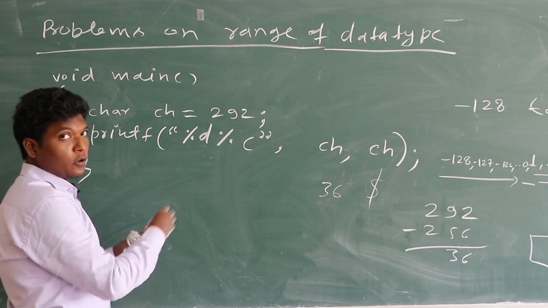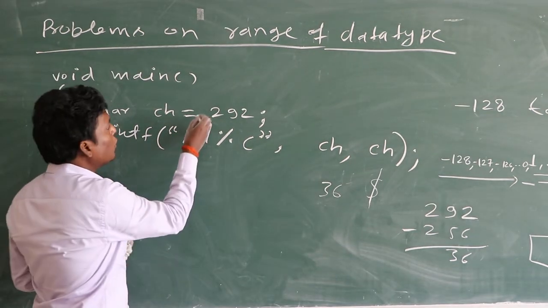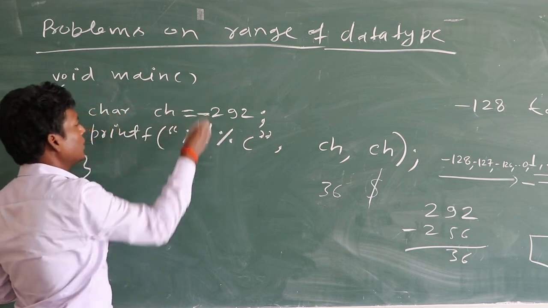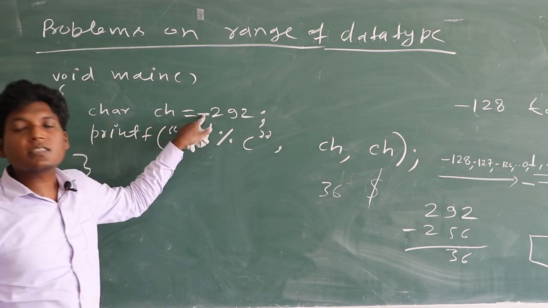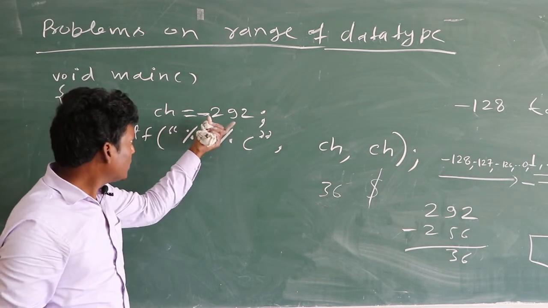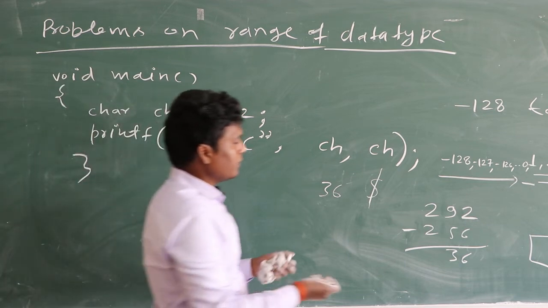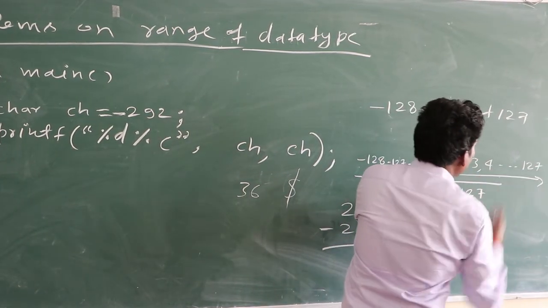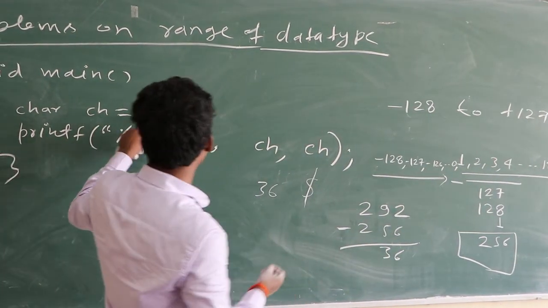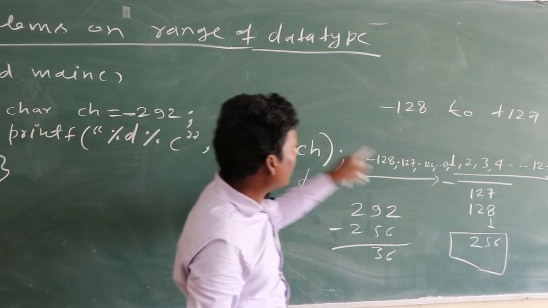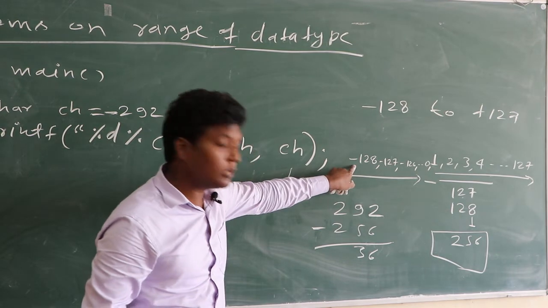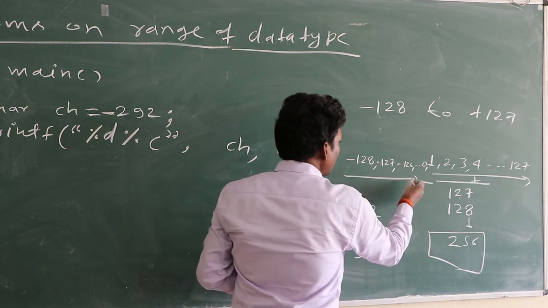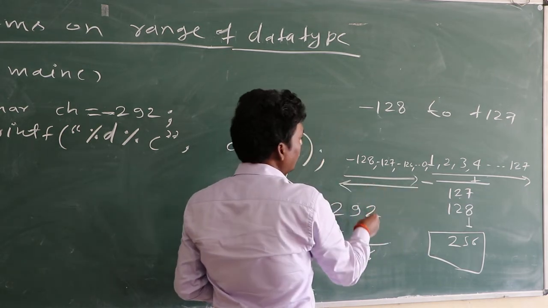Suppose 292 is a negative number. This is minus. 292 is negative. In this case, you will reduce this -292 in this way. In the positive case, you start with 1 and go up to 127. But in the case of a negative number, you reduce it by going -1 to -128, this side. For positive, first you go this side. For negative, first you go this side.